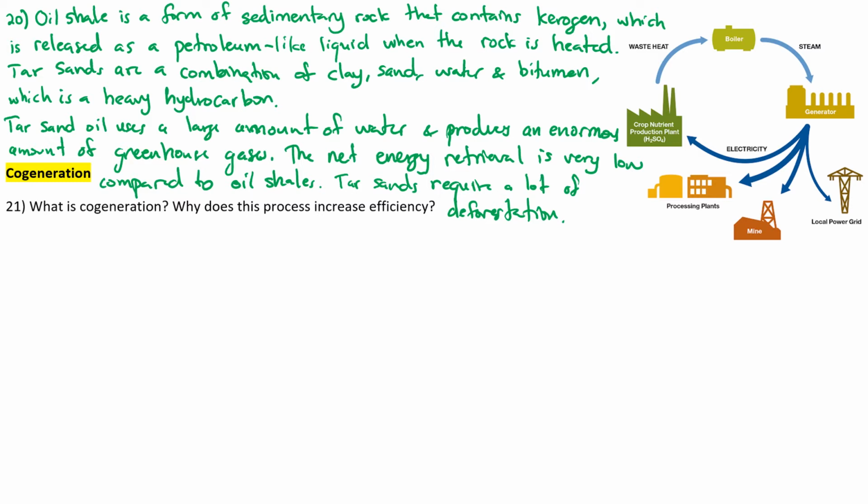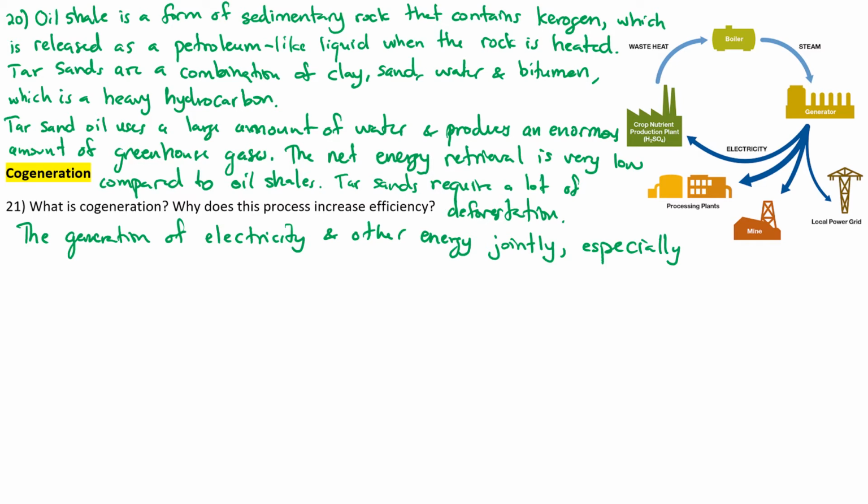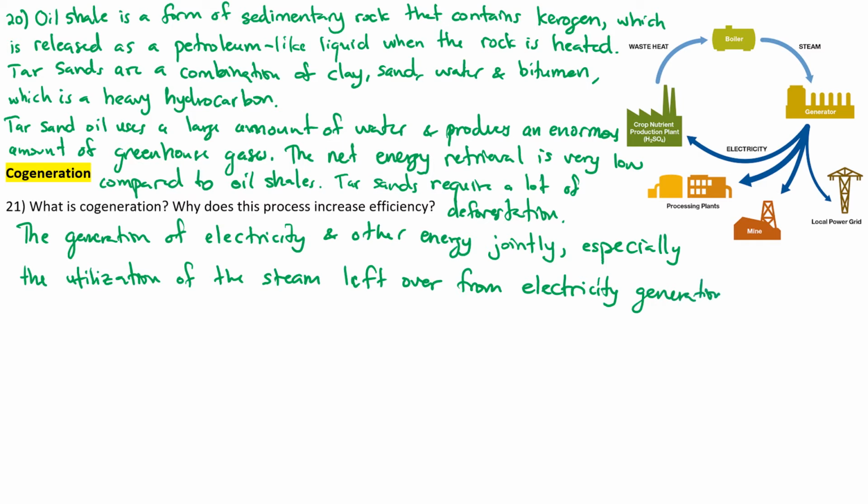Number 21, what is cogeneration and why does this process increase efficiency? Okay, so it is the generation of electricity and other energy jointly, especially the utilization of the steam left over from electricity generation to produce heat.